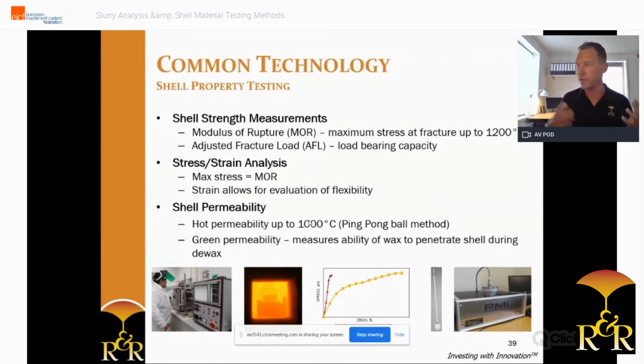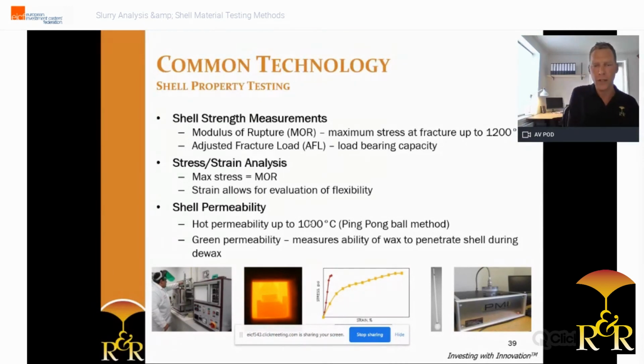Permeability is, of course, a very known test, and it can be performed by using the well-known ping-pong ball method. A ping-pong ball is glued against a ceramic tube and it is shelled. After that, it is fired, so the ping-pong ball burns out. And then we compress air through it, and it helps you to understand how gas is traveling through the shell, and it can help you to reduce non-fill or gas defects. This is also a test that we can perform at temperature.